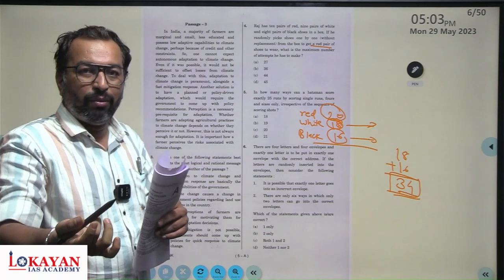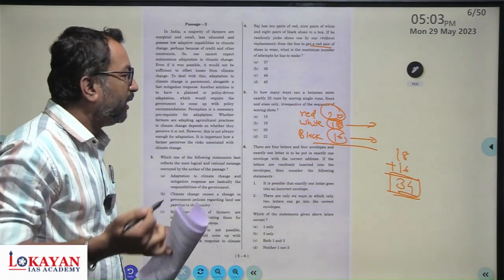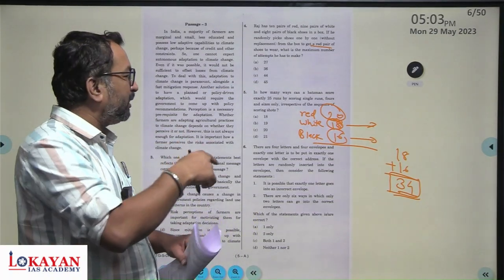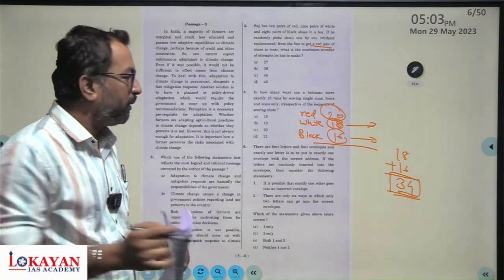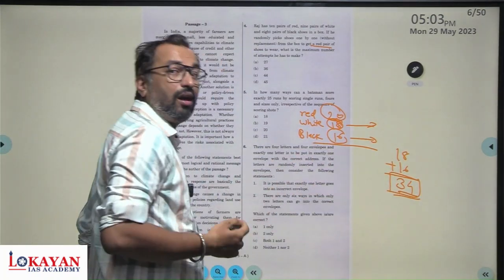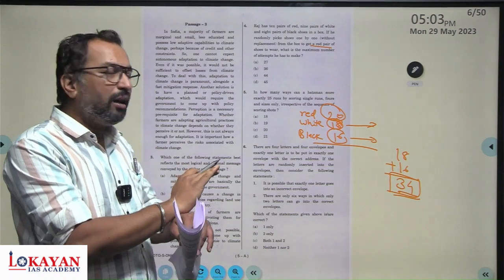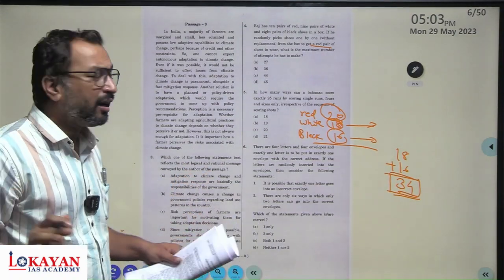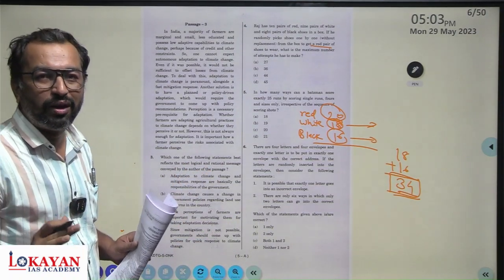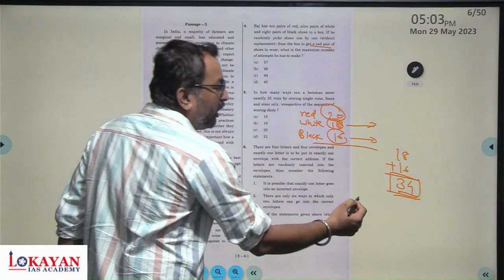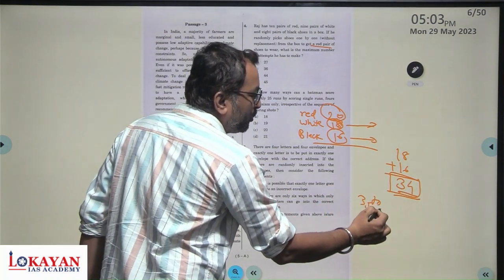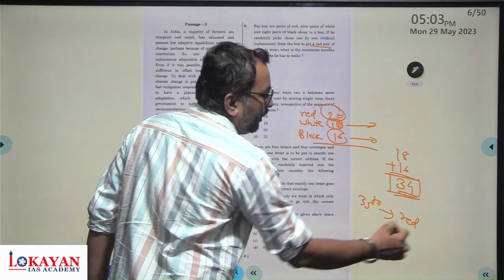So there is a possibility that every time he picks a shoe, it will be either white or black. How many times can that happen? 18 plus 16, that is 34 times. But after that, there are no more white and black shoes. So the 35th shoe will be red, right?